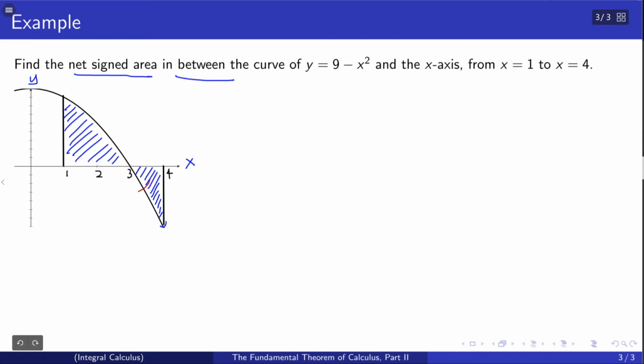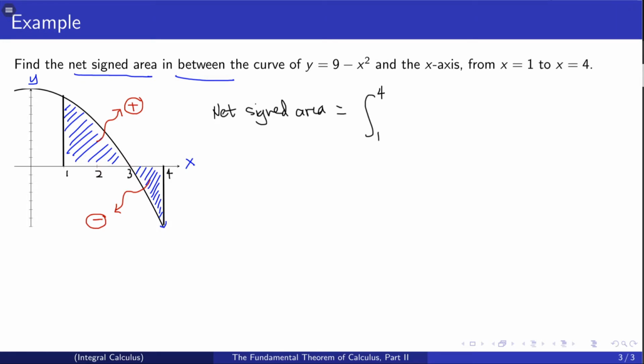Right, so remember that if you have a region that's below, that will correspond to a negative value. If you have a region that's above the x-axis, that corresponds to a positive value, when you evaluate the integral. And in fact, the net signed area can actually be evaluated by just taking the integral from 1 all the way to 4. Never mind that it crosses the x-axis there, right? Remember, it's 9 minus x squared, the curve that we're looking at, dx.